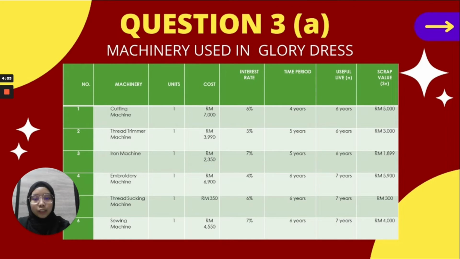As for the scrap value, it means the value of a physical asset's individual components when the asset itself is deemed to be no longer usable. And the total for our company's scrap value is 20,099 ringgit.